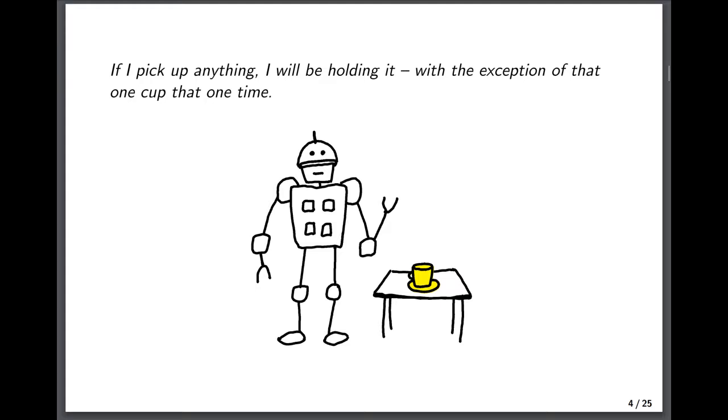One option, shown here, is that the robot believes that if it picks up anything, it will be holding it, with the exception of that one cup that one time. So that's a very narrow change. Now, suppose that the robot fails to pick up the cup again. On observing that, the robot again has to change its beliefs in some way. Here, the robot now believes that if it picks up anything, it will be holding it unless it's that cup. So now, the robot has drawn a more general conclusion.